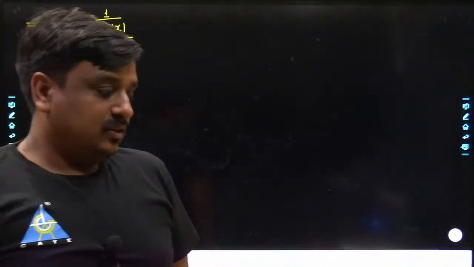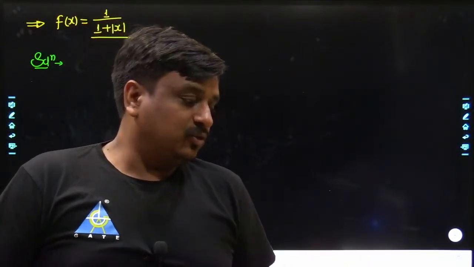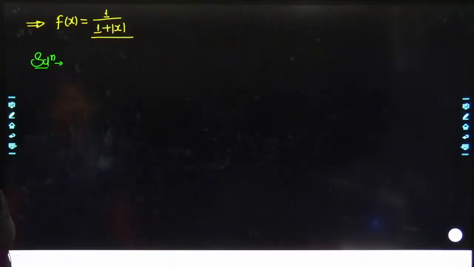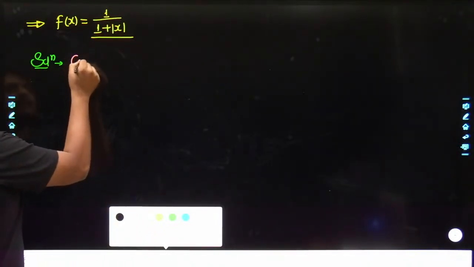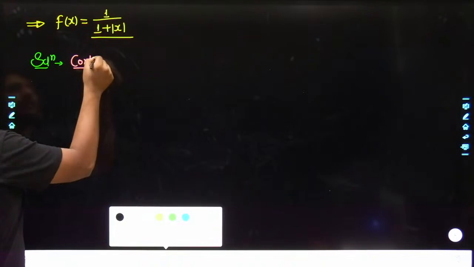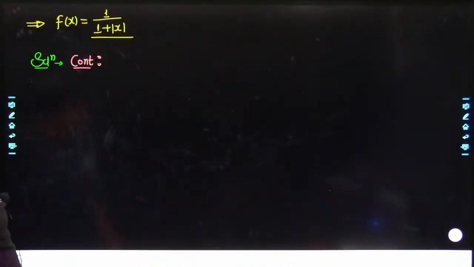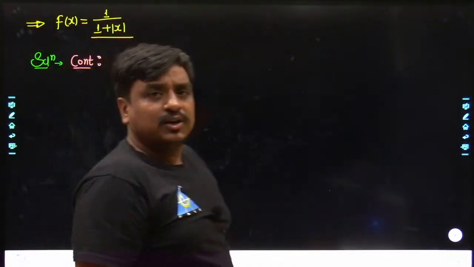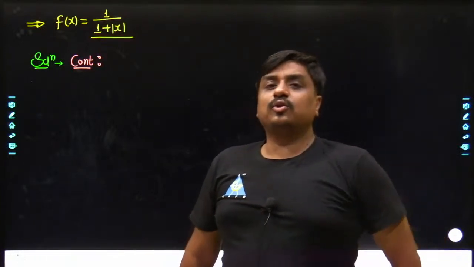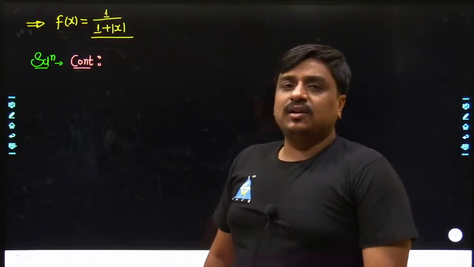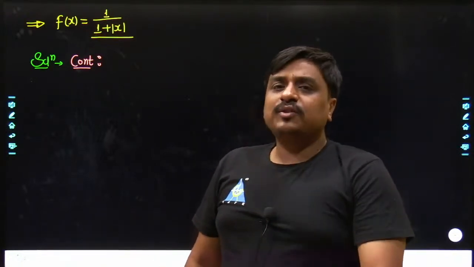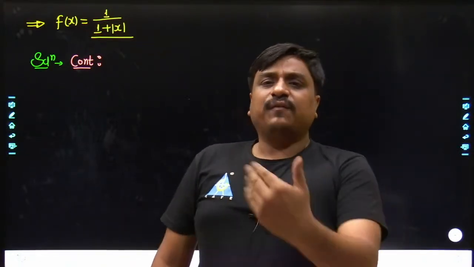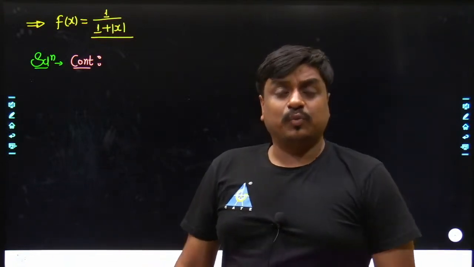Mod x is not differentiable at x is equal to 0. That we'll see. See what is happening over here. At the very beginning, if I start discussing the continuity, why are we starting with the continuity? Because if a function is found to be discontinuous at a certain point, definitely it can't be differentiable at all. So one thing is quite sure, you have to start with the continuity. If a function is not continuous, by default it won't be differentiable.